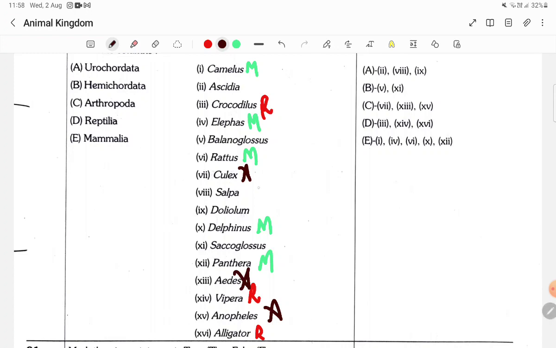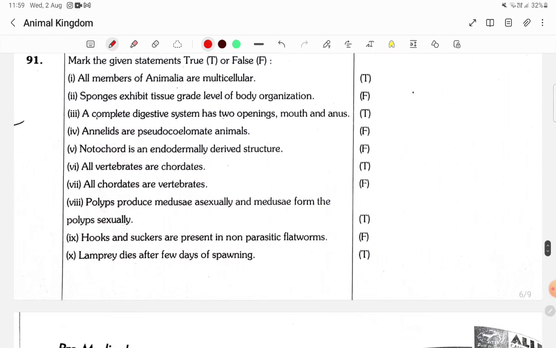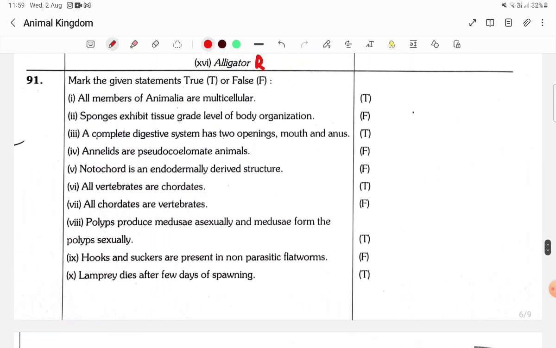Then coming on hemichordata, balanoglossus, ptychodera, these two are the examples written in NCERT for hemichordata, and all the rest are urochordata: Ascidia, salpa, doliolum. That's it.